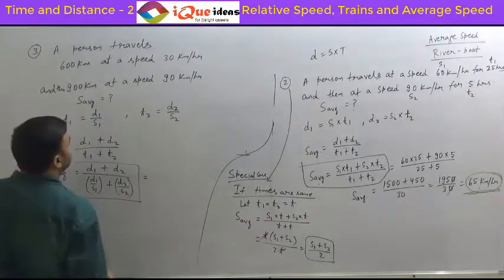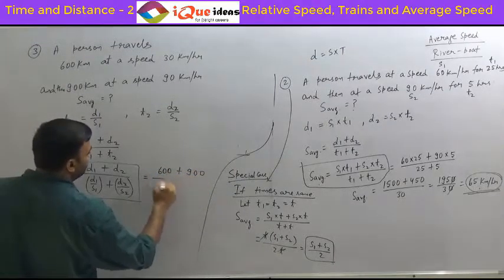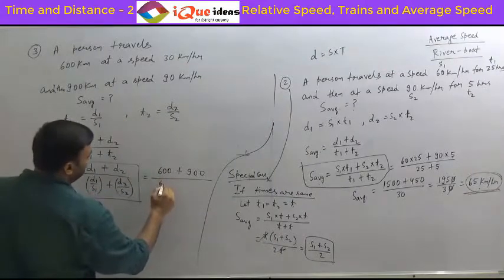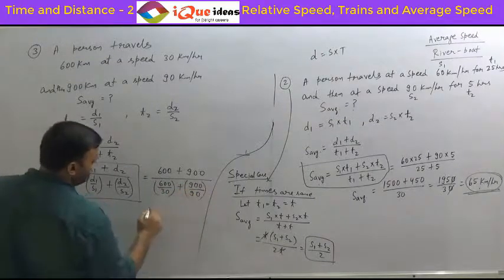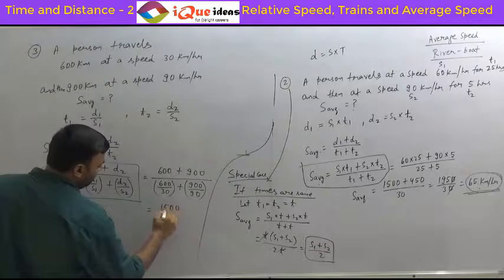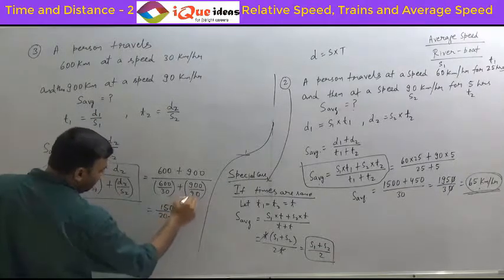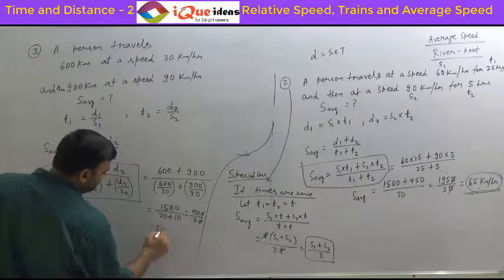So d1 plus d2 will be equal to 600 plus 900 divided by 600 by 30 plus 900 by 90. So these are the times. So we have 1500 divided by, 600 by 30 is 20, 900 by 90 is 10. So 1500 by 30. So it is 50 kilometers per hour.